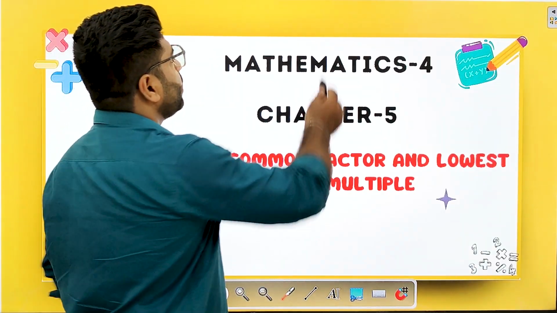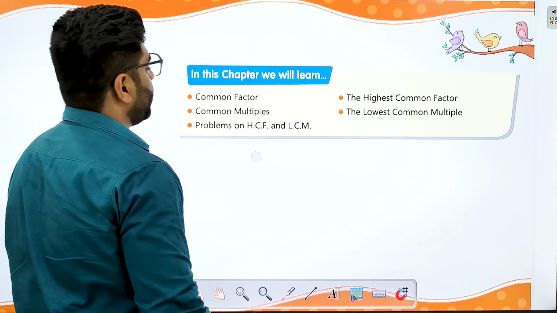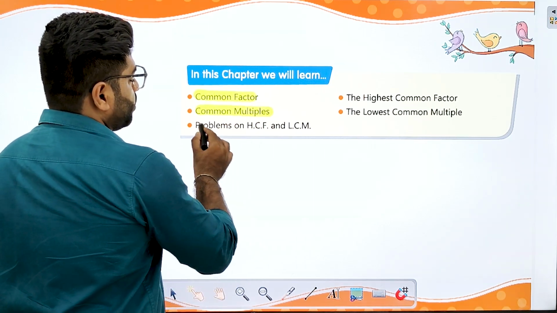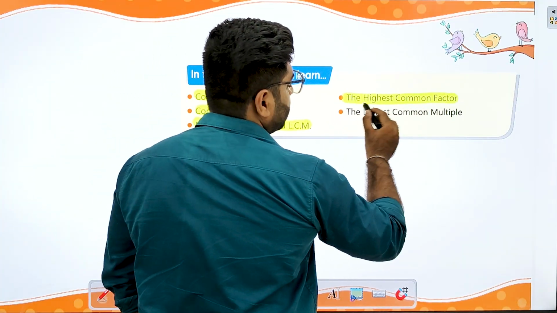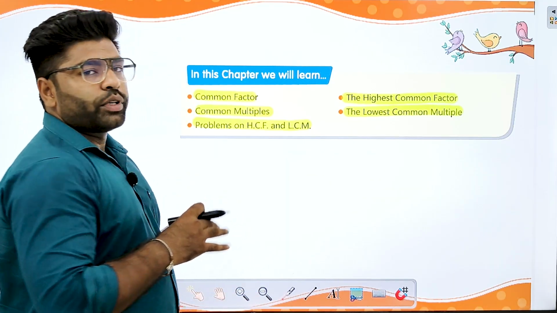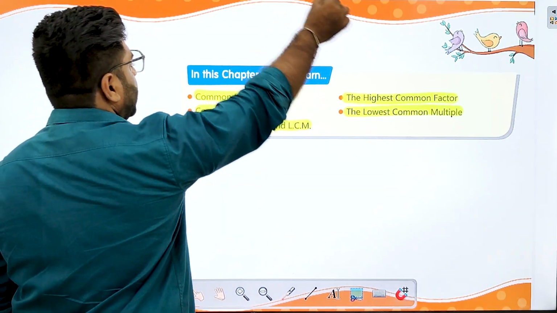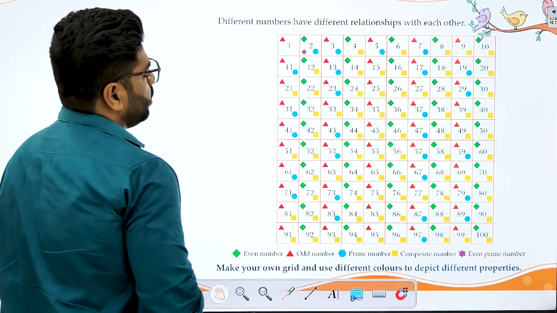In this topic we have common factors, common multiples, problems on HCF and LCM, highest common factor and lowest common multiple. So we have these 5 topics which we are going to cover in this chapter. Clear? So next, now we have a different table.